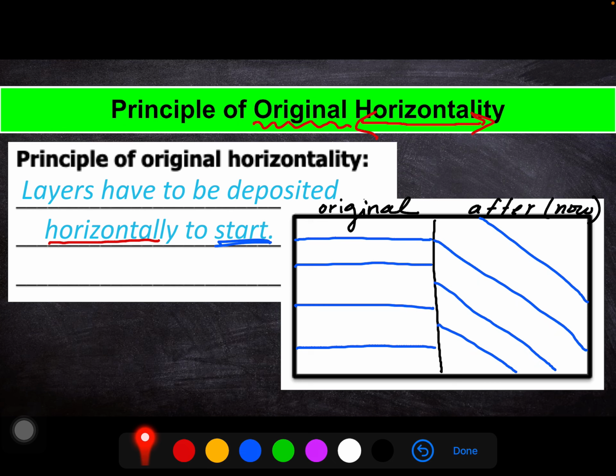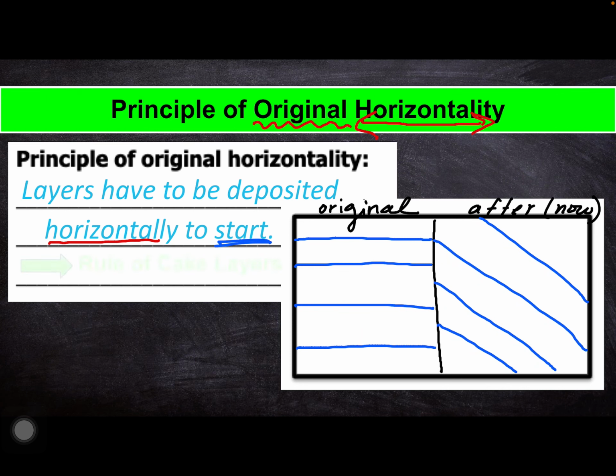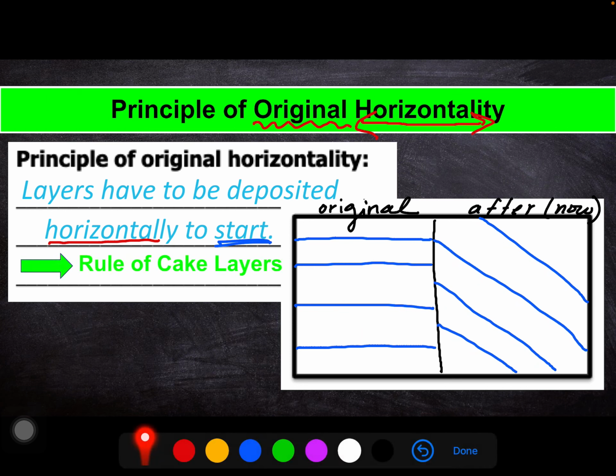And so for each one of these rules, we'll have our official definition, we'll have a picture, and then we also are going to give a little nickname. So this one is known as the rule of cake layers. So add this into your lines, maybe highlight it or keep it a different color like I have.